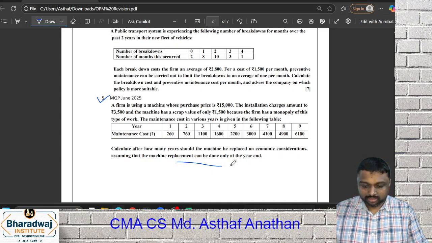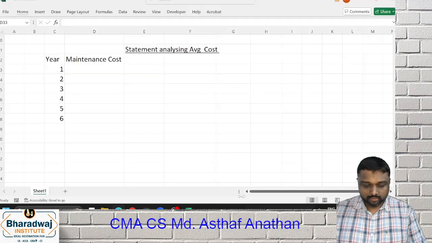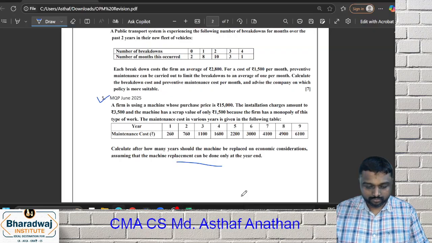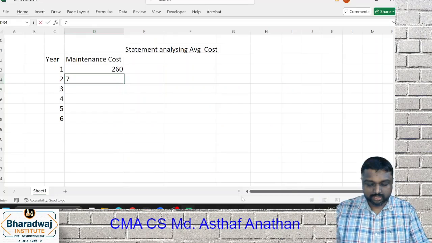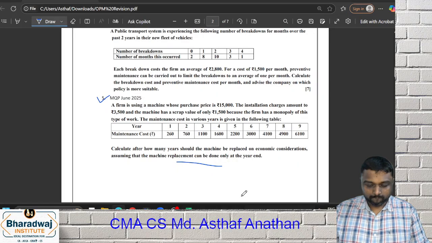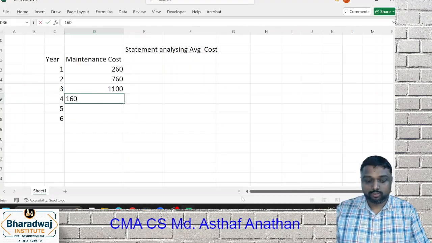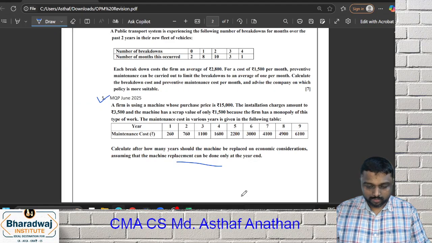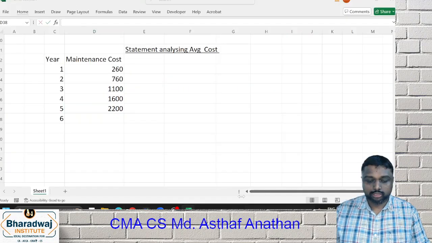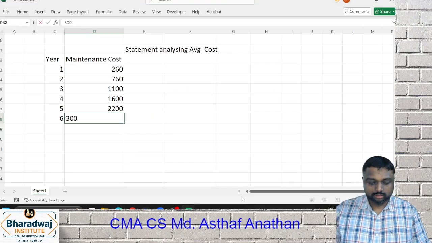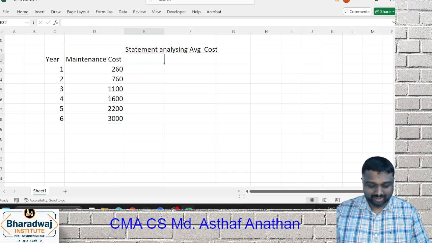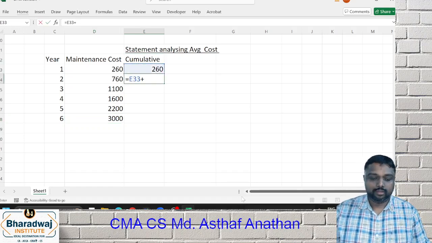Here also the amounts are in rupees only, very small amounts. 260, 760, 1100, 1600, 2200, 3000. Now you can go for cumulative. Cumulative is just adding, for getting the average.